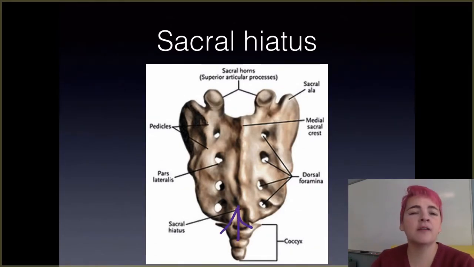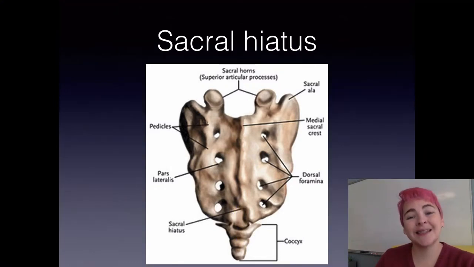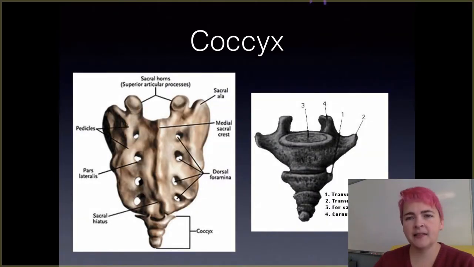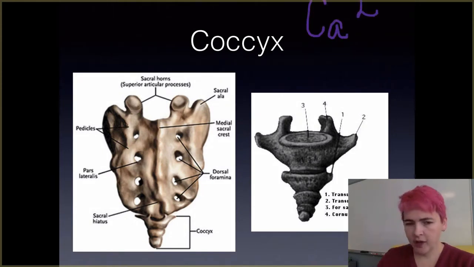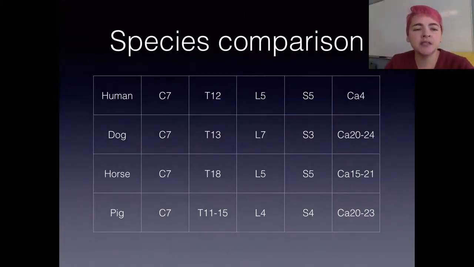And then the last part of the spinal column is the coccyx. The coccyx we abbreviate as CA. Again, in humans it's fused, but in other organisms it is not. In humans we have 4. The coccyx is here. This is known as the tailbone. Here is a chart comparing different species. We have the human, the dog, the horse, and the pig. If you notice, all species have 7 cervical vertebrae, and that is true across all vertebrates. All vertebrates have 7 cervical vertebrae, and then differing numbers for each of the other categories.